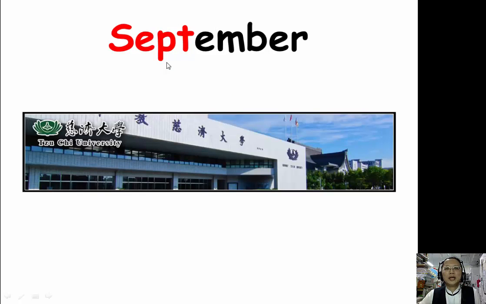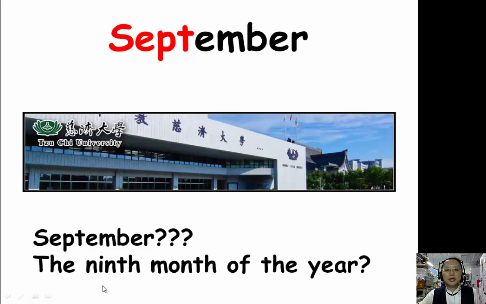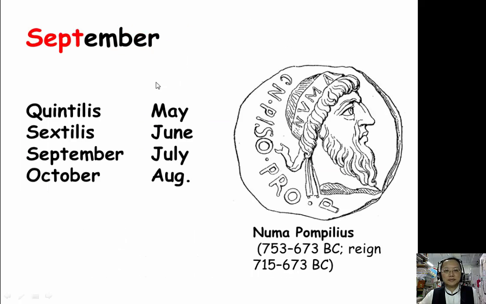For sept, we have example September, but I think all of you will probably be really surprised because September is the 9th month of the year. How come sept means 7? Actually, the reason why September becomes the 9th month of the year, it has a long story.